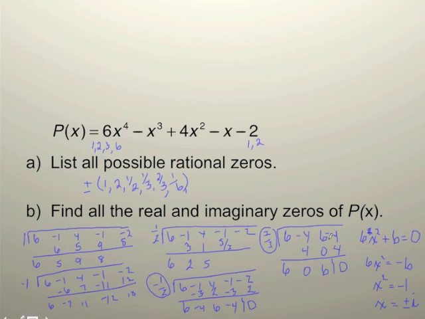They're back. Real and imaginary zeros. So I have plus or minus i, that's two answers, negative 1/2 and 2/3. So that's four answers for possible zeros.